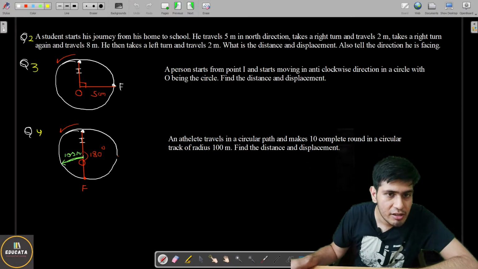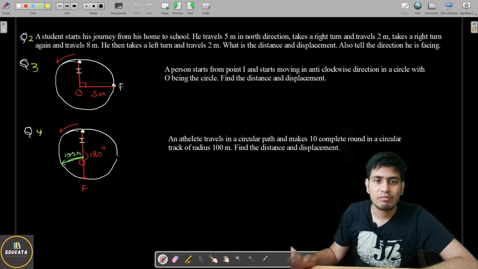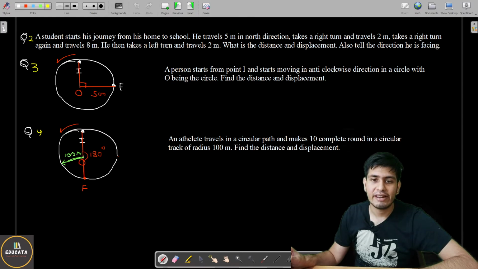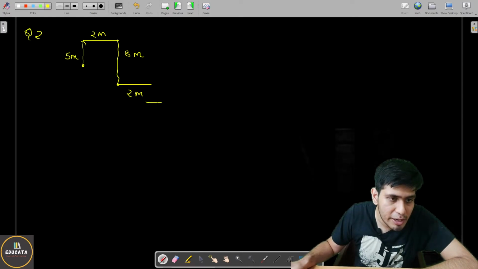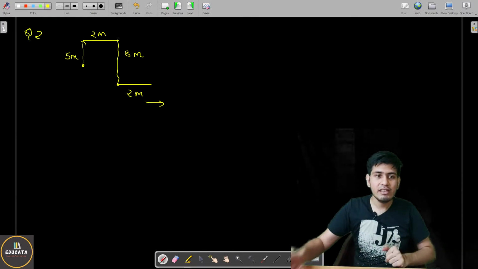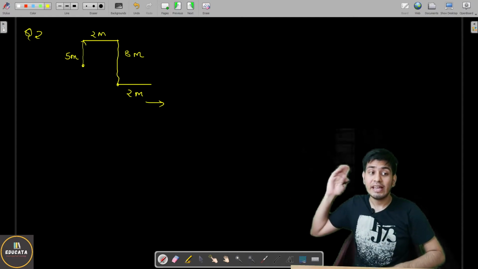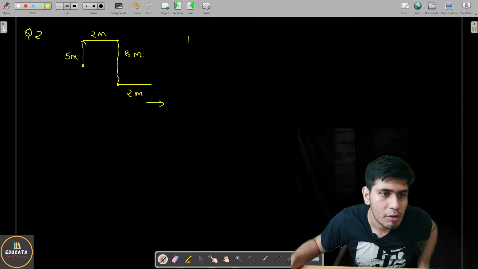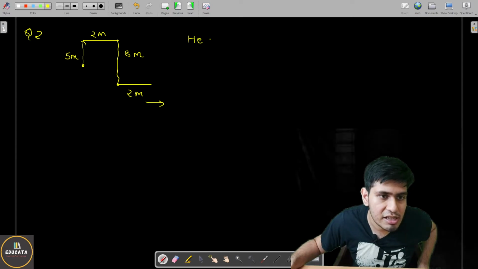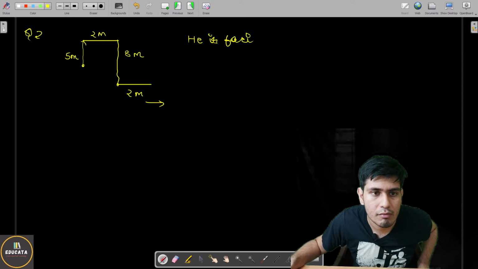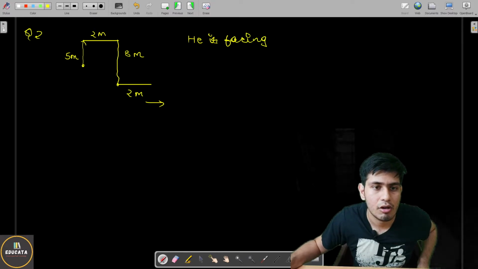After that, what is given? What is the distance and displacement? Also tell the direction he is facing. Now he is facing in this particular direction, means he is facing in the east direction. So the person is facing east. I think that this particular point is clear.